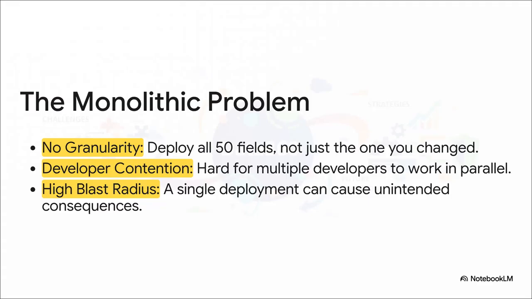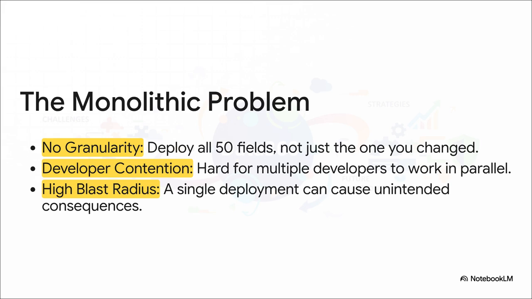And this monolithic problem? Oh boy, it creates some major headaches. First, there's zero granularity. Let's say you have an object with 50 fields, and your developer just changes one of them. Too bad, you have to deploy the entire object with all 50 fields. This leads to developer contention, right? You've got multiple people trying to work in parallel, and they're constantly at risk of overwriting each other's work. And the biggest problem? The blast radius is huge.